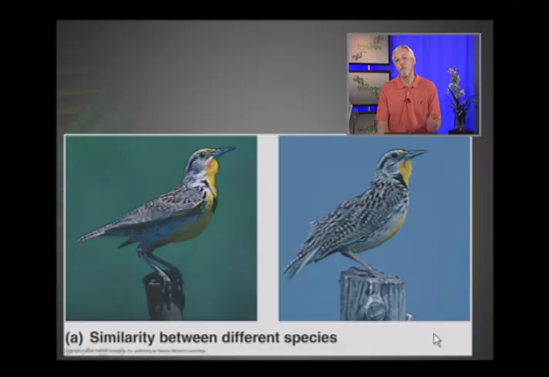And these can be very, very subtle. For example, you and I might look at two birds and say, wow, you look like the same thing. You guys should mate with one another.